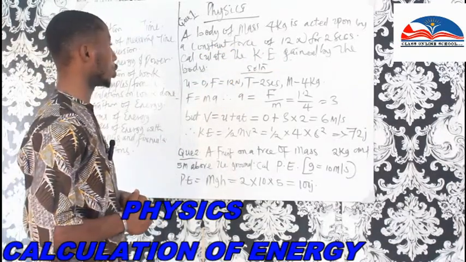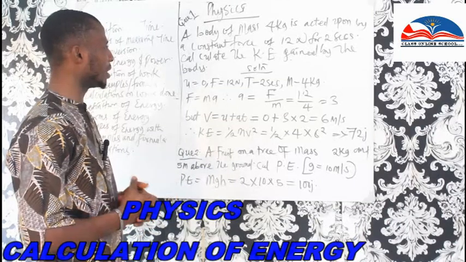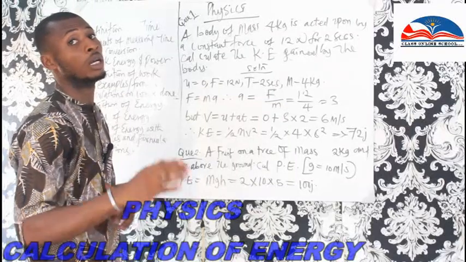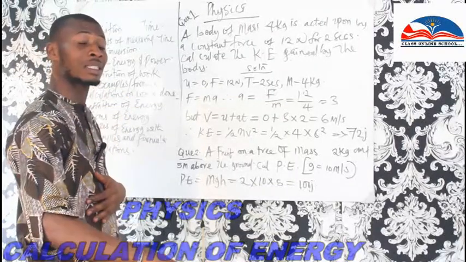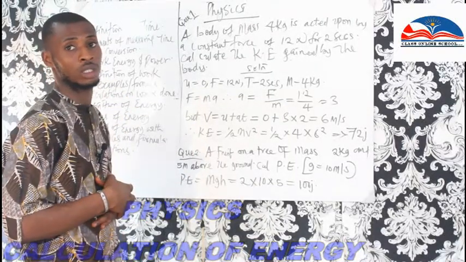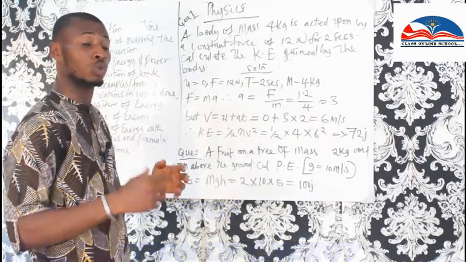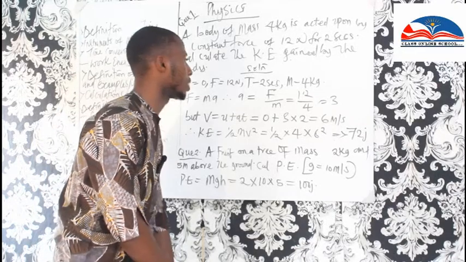Now if you check this question, you will see that it's incomplete. They didn't give us velocity, but they gave us mass. We are expected to find the velocity. That is what we need to do. To find the velocity, we need to do another calculation. All right, let's go.